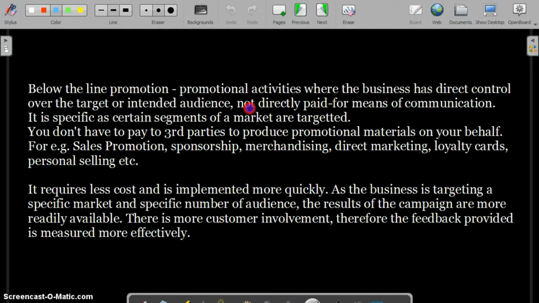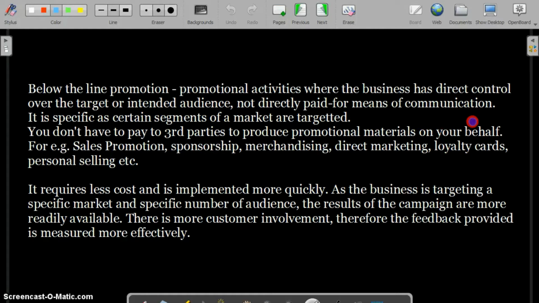It is specific, as certain segments of markets are targeted. That's the main difference between above the line and below the line. Over there you target the whole audience, mass media, and over here you specifically target your target audience, not everyone. We just promote the product to the people who you know will buy, who want to buy, the people who are attracted to the product. So you don't have to pay third parties to produce promotional materials on your behalf.